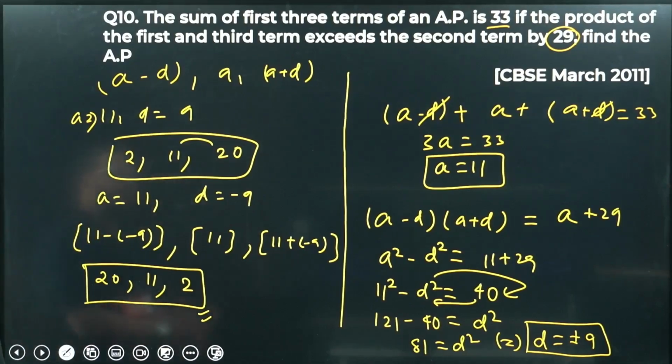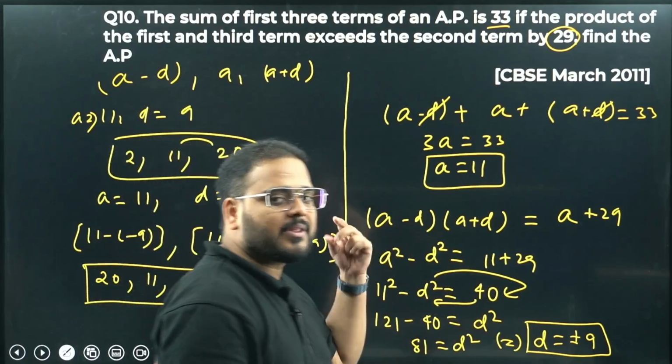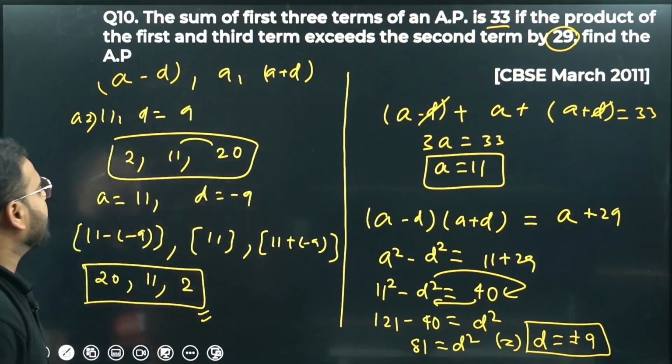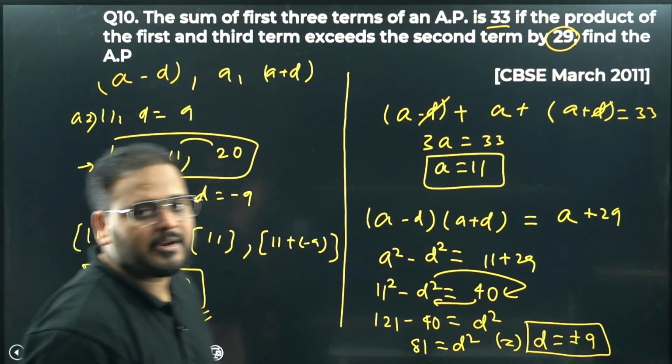Okay, so question number 10 is done. It's a good question. You have to just find the D value, and from there you have to pick both of the APs: both of the sequences given as 2, 11, 20 and 20, 11 and 2.